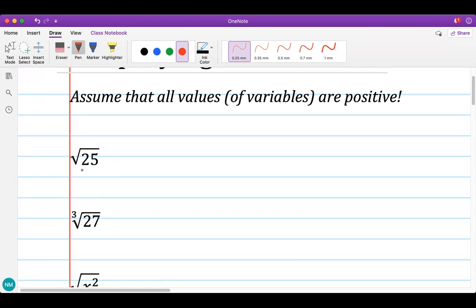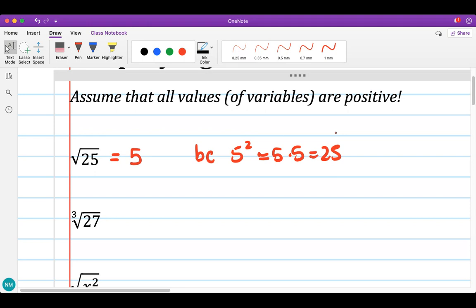But also, let me just show you. If you have the square root of 25, the square root of 25 is going to be what squared equals 25, and that's going to be 5, because 5 squared equals 5 times 5, which is 25.